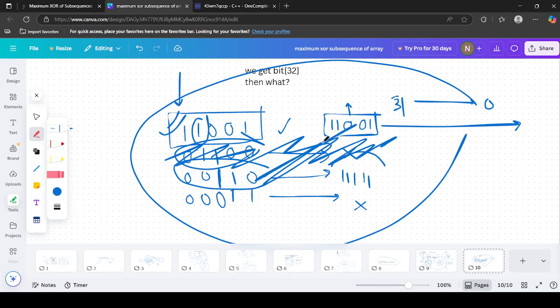So the XOR of these both will be this. And coming to the next one, this is the highest bit. Is this already set? Yes. So don't consider it. So this is the final answer.